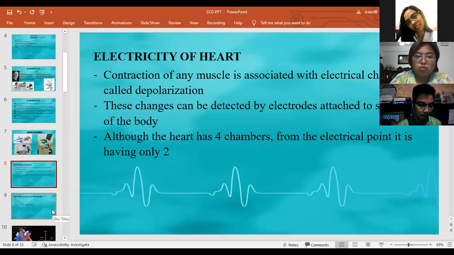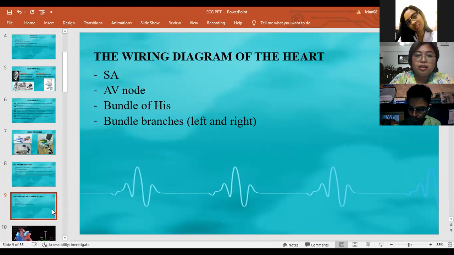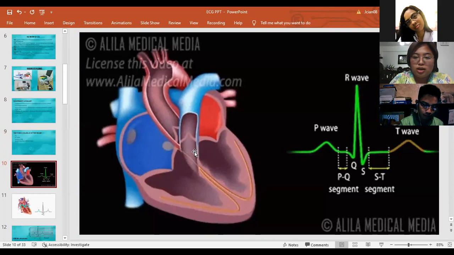Kasi may video ako dyan. The wiring diagram of the heart. Later, makikita nyo we have the SA node, the AV node, the bundle of His, and bundle branches. Ayun po, mamaya, ito na yun. Wait lang, huh? Oh, may sikit ng ating heart. Nakikita nyo yan, nagmo-move naman sa inyo, no?